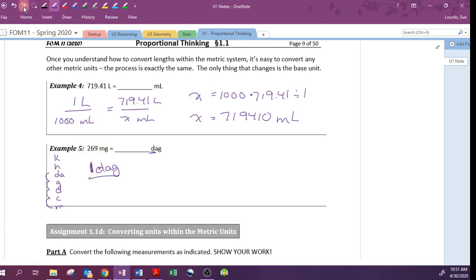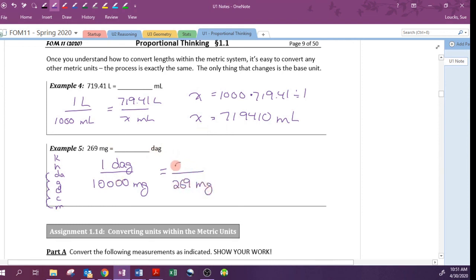That's hard to read. I'm going to fix that. One decagram is going to be one with 4 zeros. 1, 2, 3, 4 milligrams. Okay? So I don't want you memorizing that. I just want you counting it up. Okay? So 1 decagram is 10,000 milligrams. I'm given milligrams. Those need to go on the bottom because that's where the milligrams are. My unknown goes on the top. Cross multiply and divide.